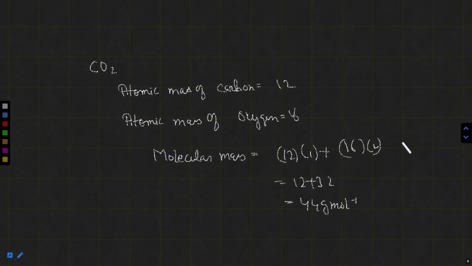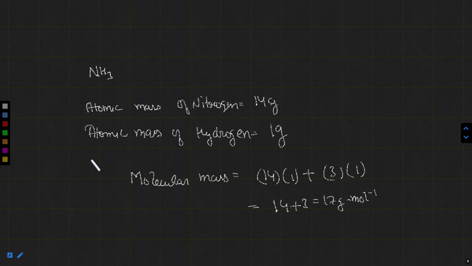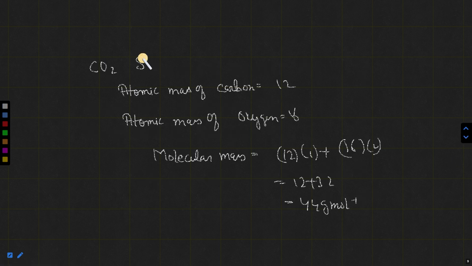If we talk about the molar mass of ammonia, that would be 17 gram. Similarly, the molar mass of CO2 would be 44 gram. Clear?